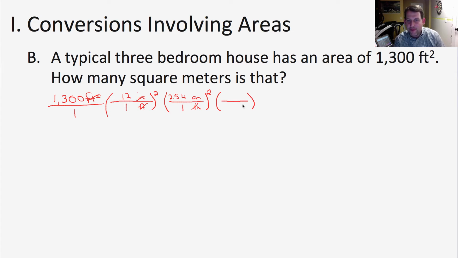Now I need to go from centimeters to meters. And I've got centimeters on bottom, so it cancels this one. And then meters on top. And I know I need 100 centimeters in 1 meter. And again, because it's squared, I have to square this one. Now there's two ways to approach this. I'll show you both ways.